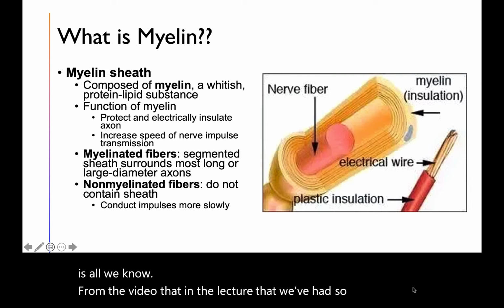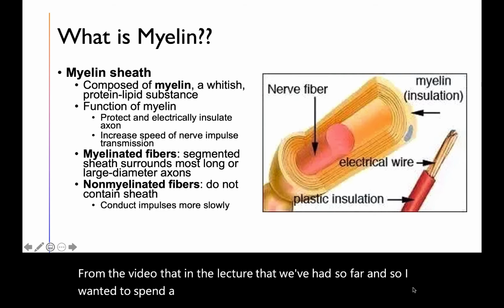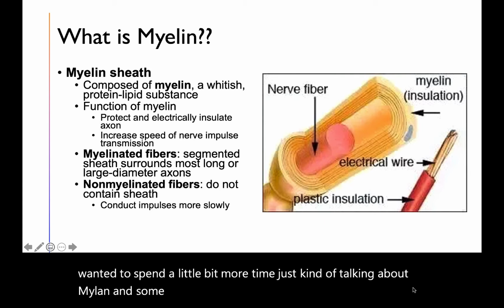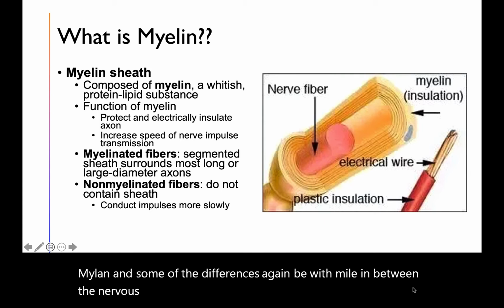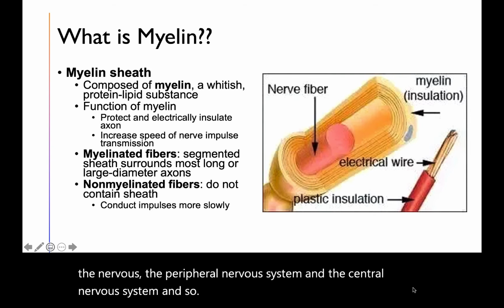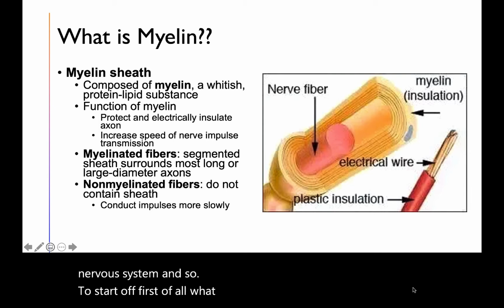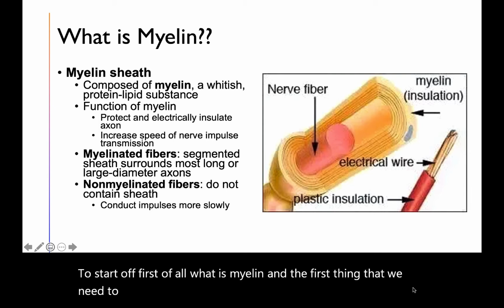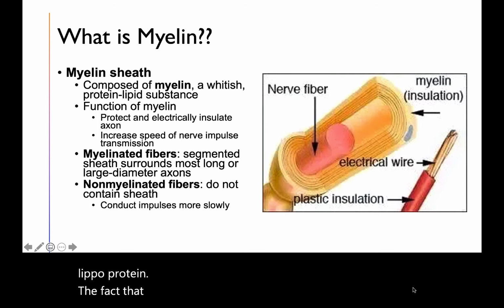And so I wanted to spend a little bit more time talking about myelin and some of the differences again with myelin between the peripheral nervous system and the central nervous system. And so to start off, first of all, what is myelin? The first thing that we need to keep in mind is that myelin is really a protein lipid. It's a lipoprotein. And the fact that it's made of a lipid means that it's high in fat.